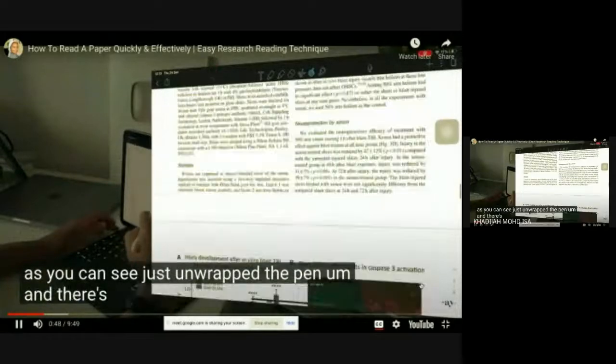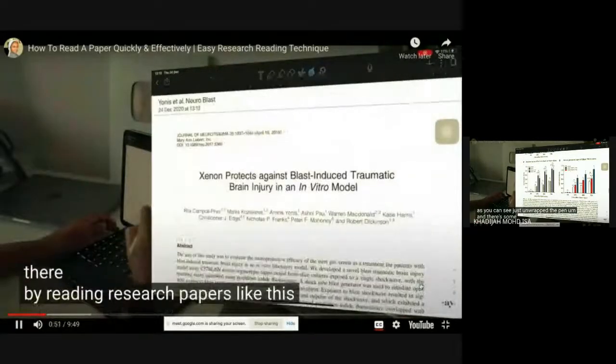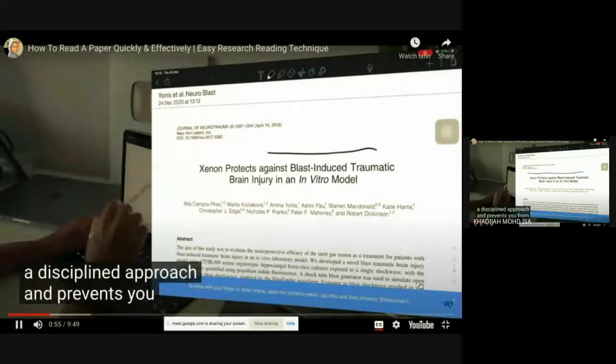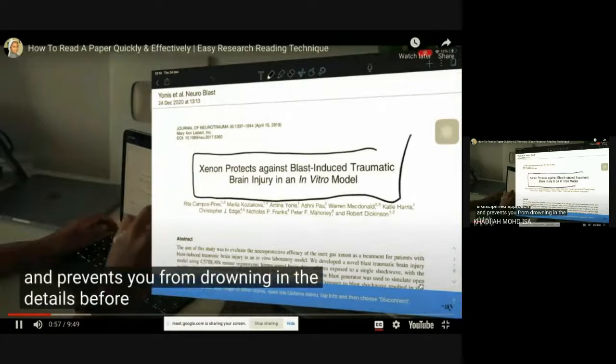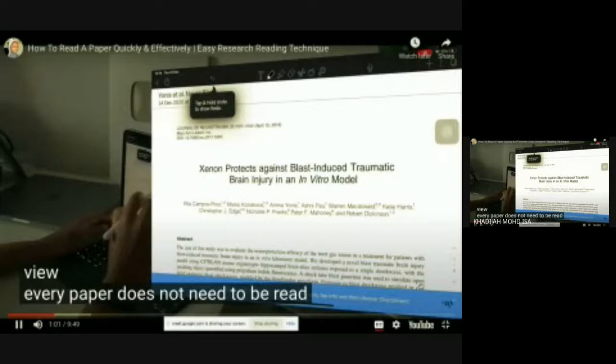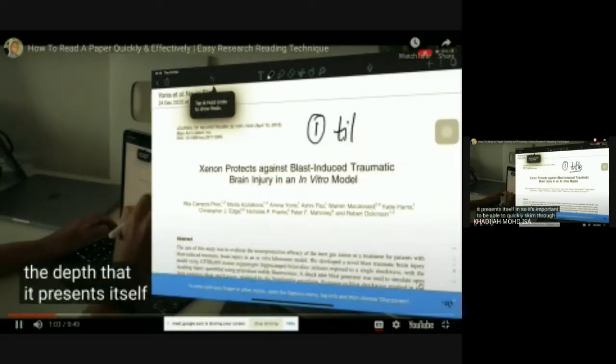By reading research papers like this, you're enabling yourself to have a disciplined approach, and it prevents you from drowning in the details before you even get a bird's eye view. Every paper does not need to be read in the depth that it presents itself in. So it's important to be able to quickly skim through the important details before you decide to dive in and read the whole paper.